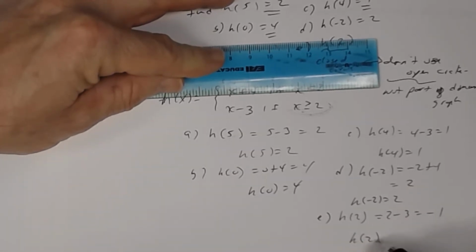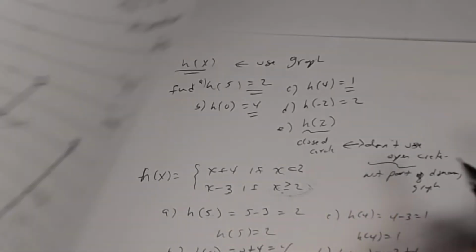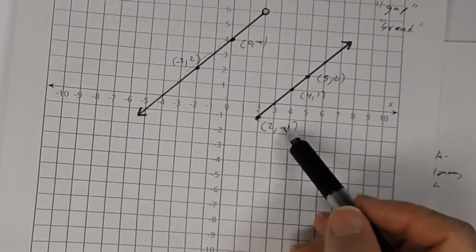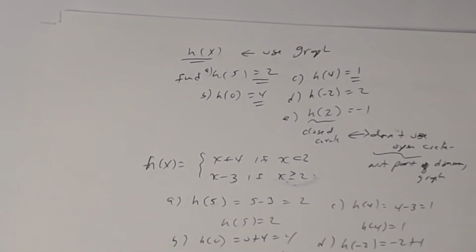So h of 2 equals negative 1, which is, oops, I forgot to put it up here, didn't I? So we said here from the graph h of 2 is negative 1. I just forgot to write it. All right, so negative 1.